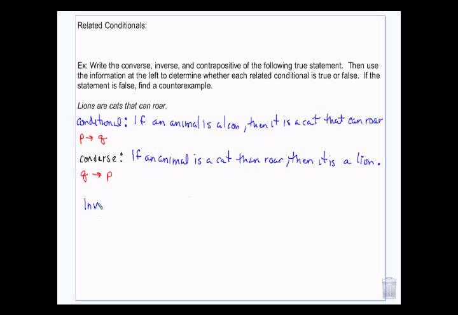Then we have an inverse. Okay, and our inverse is negated, so it's not P, not Q. So if an animal is not a lion, then it is not a cat that can roar.